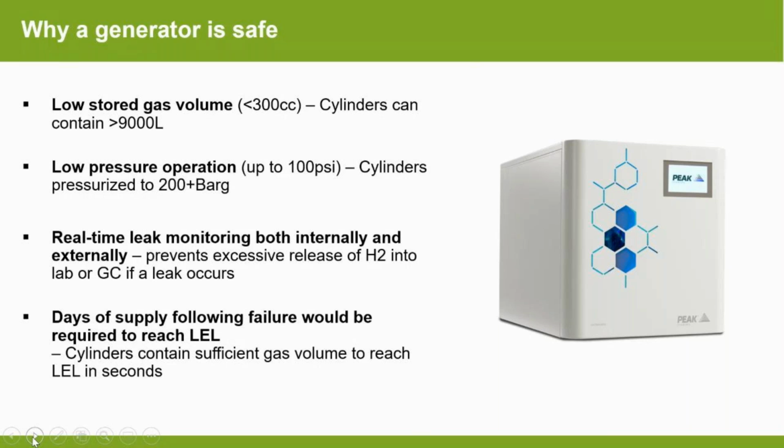And I've got a calculation to show you afterwards, but again, the time it would take to actually release a sufficient volume of gas to reach the lower explosion level of hydrogen would take days, basically, with supply from a gas generator, compared to a cylinder which could provide that volume of gas within minutes.